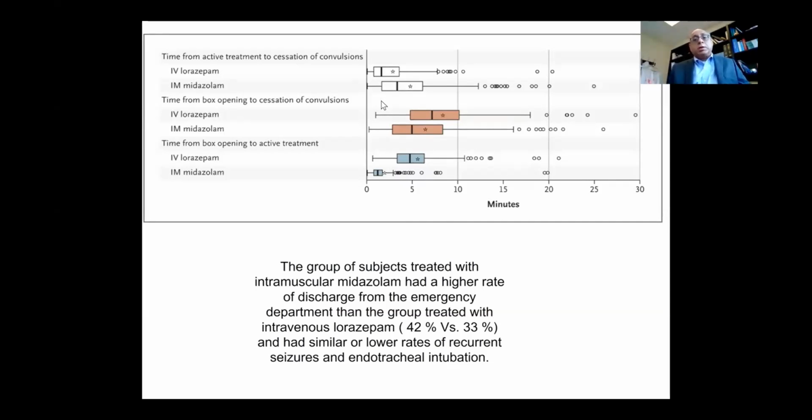And this had consequences. More patients who were treated with midazolam were discharged from the emergency department to home, and fewer had recurrent seizures or required intubation. So midazolam is at least as effective as lorazepam when given intramuscularly, if not superior. However, you will see from this trial that approximately 1/3 of the patients did not respond to lorazepam or midazolam, ranging between 63 and 73% in efficacy.